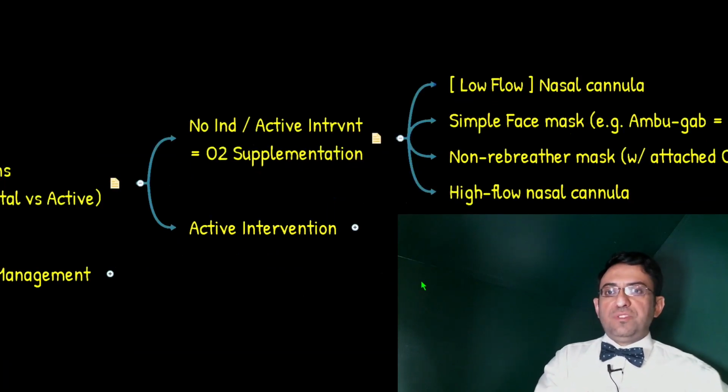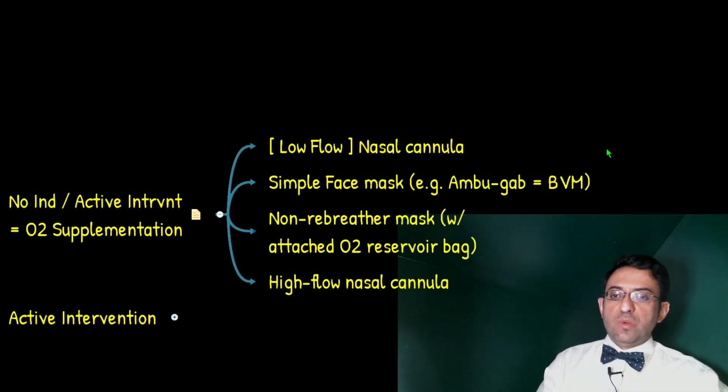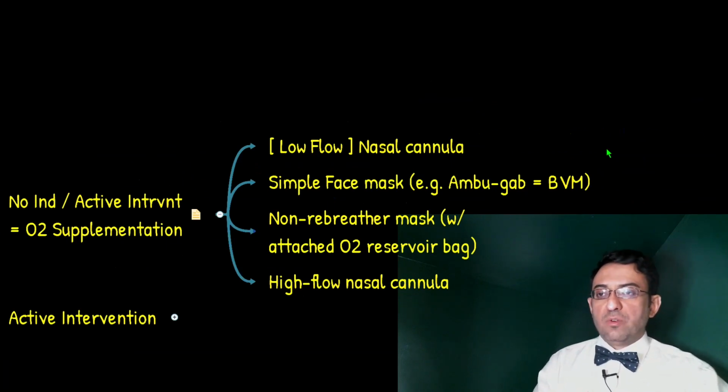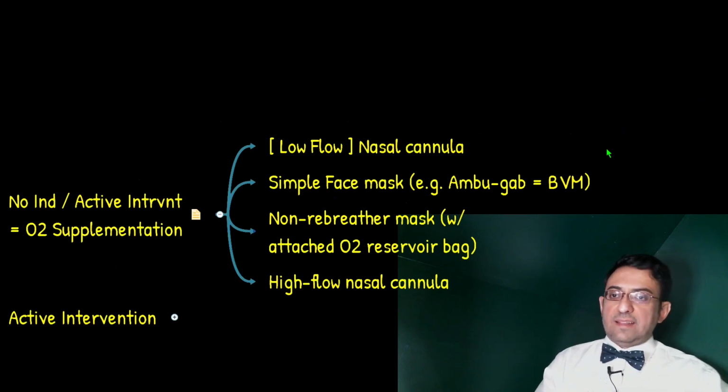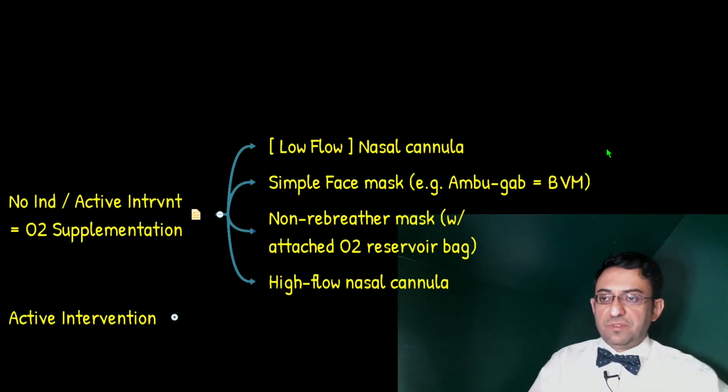With order of increasing delivery of oxygen, we have nasal cannula. Please remember, when you hear the word nasal cannula, it means low flow nasal cannula. For higher oxygen provision, we use simple face masks, the so-called ambu-bag or bag valve mask. For even higher oxygen delivery, we attach an oxygen reservoir bag to this ambu-bag and we call it non-rebreather mask. And for the highest oxygen delivery, we use high-flow nasal cannula.